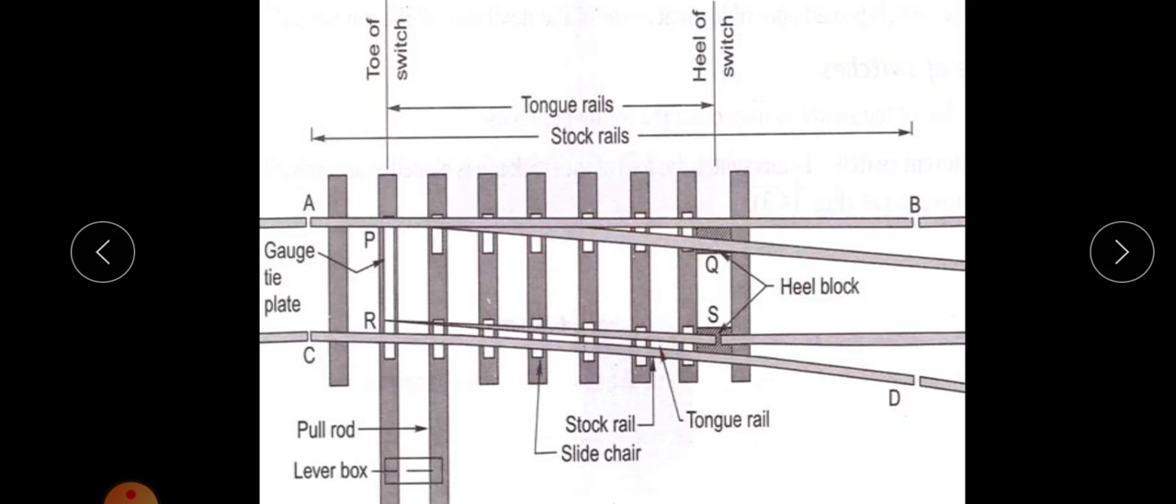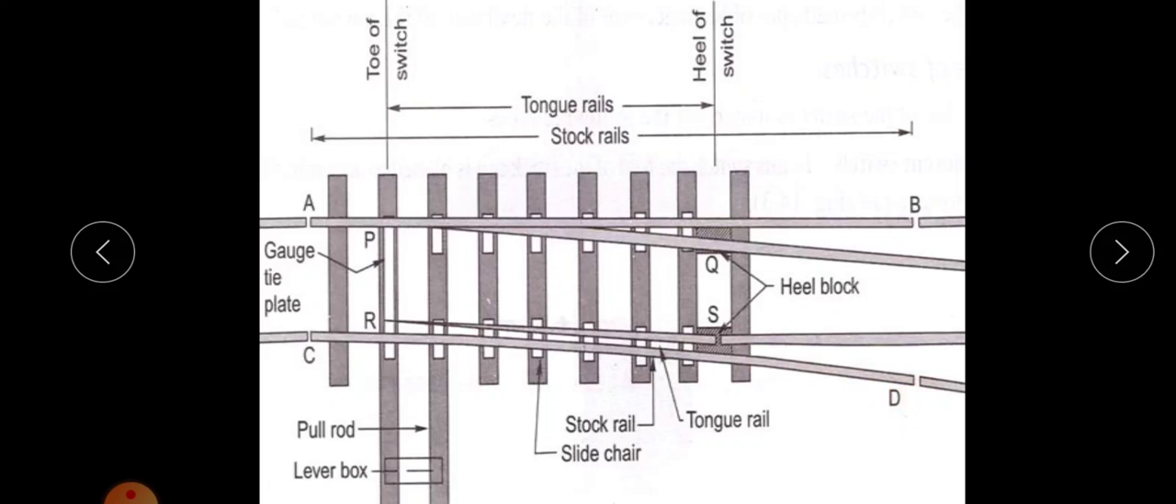This figure shows the switches or points. This switch mainly consists of tongue rail and stock rail. This is known as the stock rail, that is, a pair of stock rails AB and CD. In this figure it is stock rail AB and stock rail CD, and it is made of medium manganese steel. That is one of the main important components of a switch.